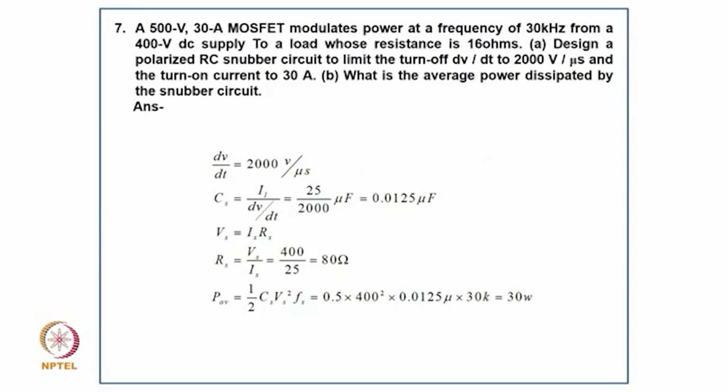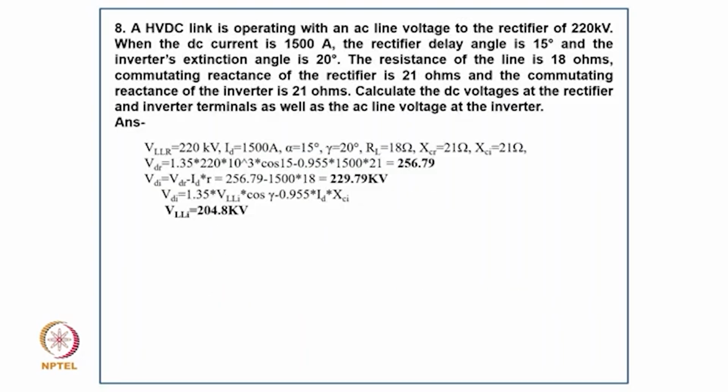Coming to problem 7: a 500 volt 30 ampere MOSFET modulates power at a frequency of 30 kHz from a 400 volt supply to a load whose resistance is 16 ohm. Design a polarized RC snubber circuit to limit the turn-on dV by dt to 1000 volt per microsecond. The turn-on current is 30 ampere. What is the average power dissipation in the snubber? So dV by dt is given as 2000 volt per microsecond, and CS comes IL upon dV by dt, so it comes 0.0125 microfarad, and Vs equal to IS R. RS comes from this, 80 ohm, and P equal to half C V square f s. This comes to 30 watt.